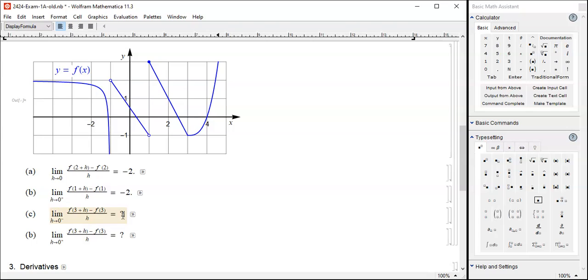Next, let's go to problem C. Now x is 3. Do you see 3 here? And h is going to 0 minus. So left-hand side limit. X equals 3 here, and left-hand side. Left-hand side slope. Same line segment again. Same slope.